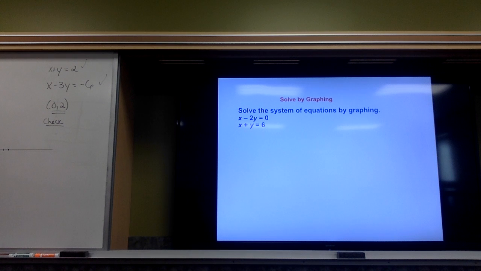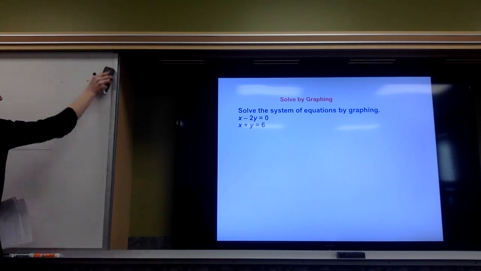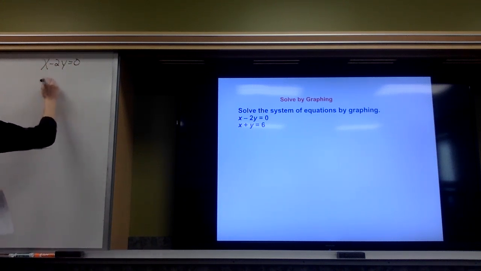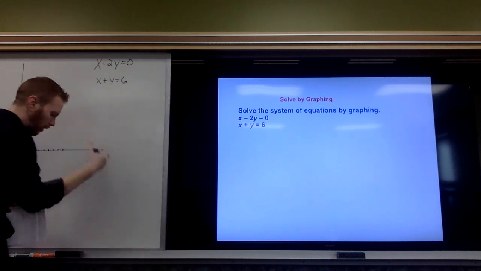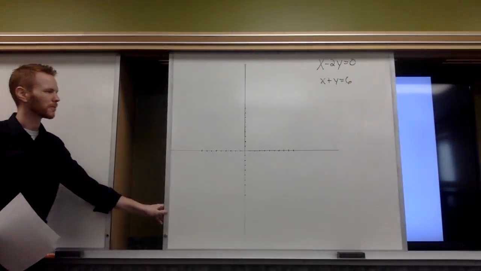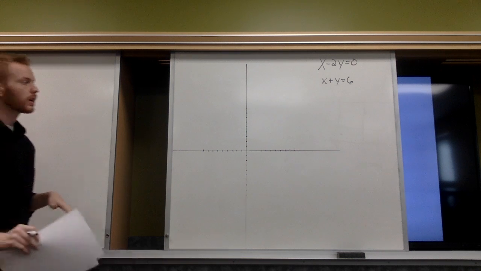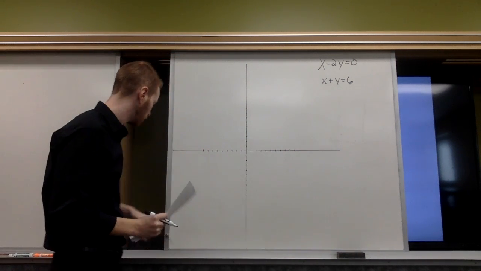So now let's actually get to graphing. All right? I've been talking about this. Let's actually do it. So let's see. We're going to have x minus 2y equals 0, and x plus y equals 6. Okay. I'm just going to put it right there. And I'm going to figure out where these intersect, which is the solution, just by graphing it.